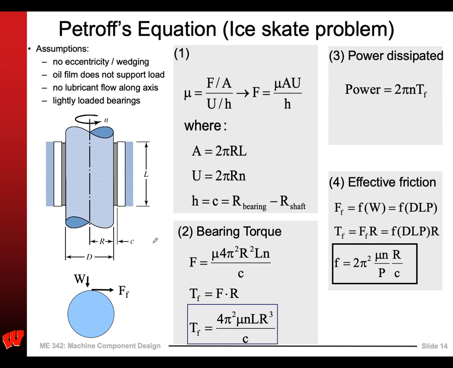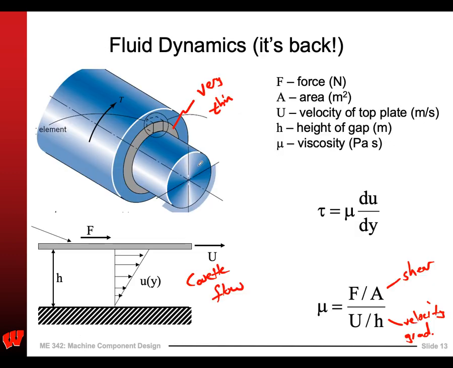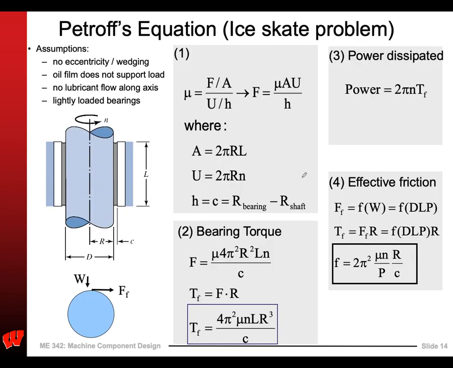So let's do that. We know that the total area of this thing is the length of the bearing times the circumference. So the total area is 2 pi RL, right? U is the velocity of the upper plate in this case, right? So this is U here. Where'd my U go? Here, U. And so that's 2 pi R times the speed, right? So this is actually in meters per second, right? And then H, the height of our film, is actually C. That's the clearance. That's the difference between the outer radius and the inner radius, right? And that's C, right? And then so we can get all that stuff.